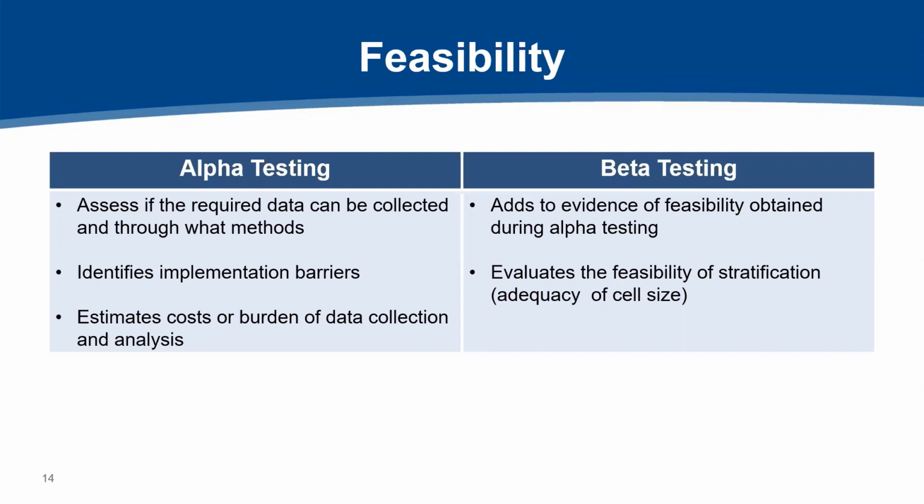Beta testing can add to the feasibility evidence obtained during alpha testing. For example, there may be new implementation challenges identified among the sites participating in beta testing that were not detectable during alpha testing when you're just using your in-house or convenience sample of test information. Beta testing can also evaluate the feasibility of measure score stratification, so you can see if there's adequate volume in subgroups such that statistical differences are identifiable. Next slide, please.